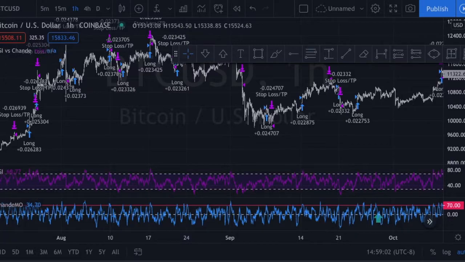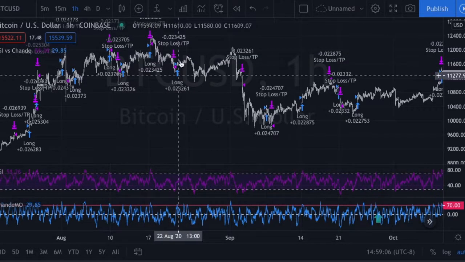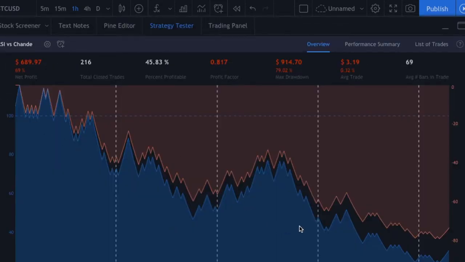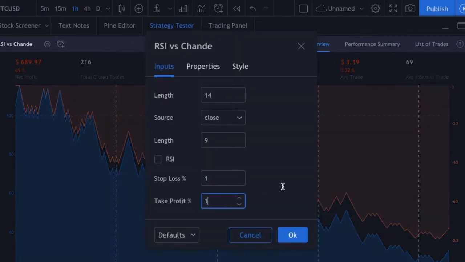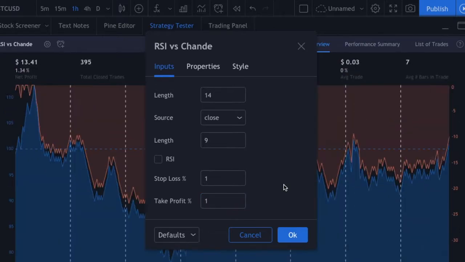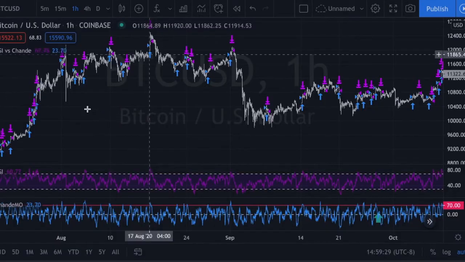Okay, so here we are. Let me get rid of the drawing tools. Now we're going to get much fewer signals. So let's see if they're better signals or not. Again, this is 5% stop loss and 5% take profit. We're down 69%. It's not looking good. Let's move our stop loss and our take profit to 1%. And it's better. I mean, we're in profit, and we did take a pretty big dip there. So all in all, the Chande momentum oscillator isn't looking too hot.